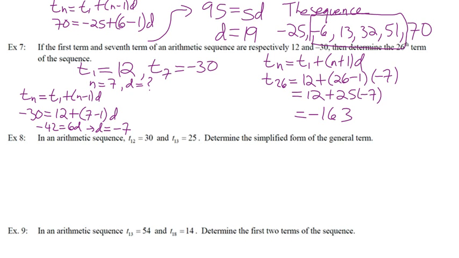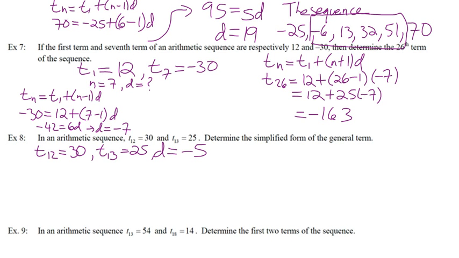In an arithmetic sequence, T12 is 30 and T13 is 25. Determine the simplified form of the general term. Okay, you're given T12, T13, so you immediately know that D is 5. Okay, so T12 is 30. T13 is 25. And D is equal to? It's actually negative 5, right? You're going down. So you are subtracting an amount, not adding.